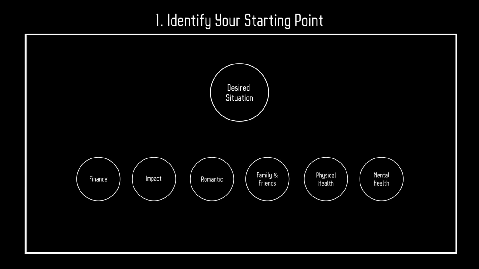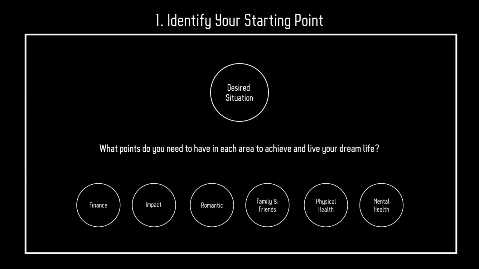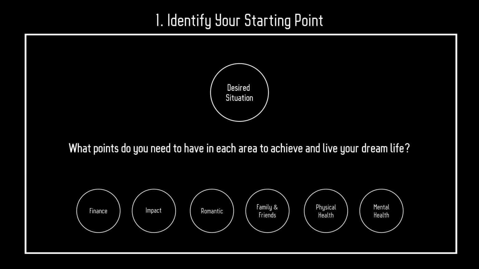After scoring your current situation, you need to do the exact same for your desired situation. To score your desired situation, you can think of it through this question: what points would you need to have in these areas to achieve and live your dream life? Let's say we have 8 out of 10 for finance, 8 out of 10 for impact, 9 out of 10 for romantic, 9 out of 10 for family and friends, 10 out of 10 for physical health, and 8 out of 10 for mental health.